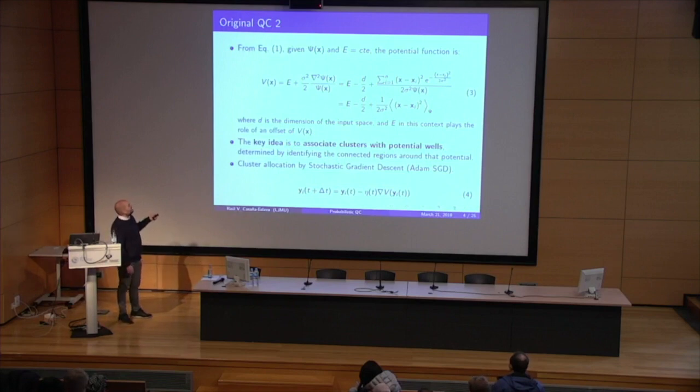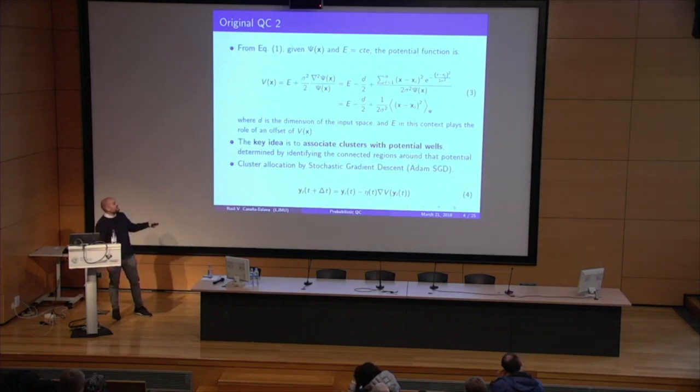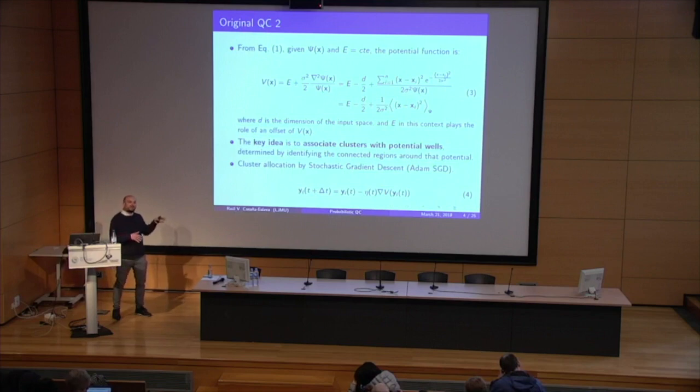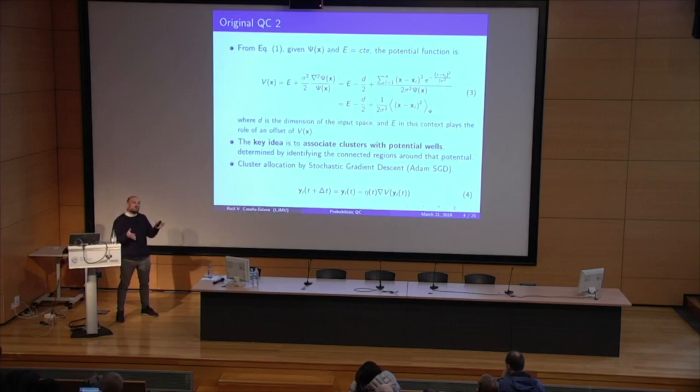With the potential, the key idea of the algorithm is that we can associate the clusters with the potential wells, in such a way that the potential represents the wave function. With the potential we can find the clusters because we can allocate the observations by applying stochastic gradient descent. We are using adaptive momentum. The idea is to allocate all the observations by looking at which potential well each observation goes into.